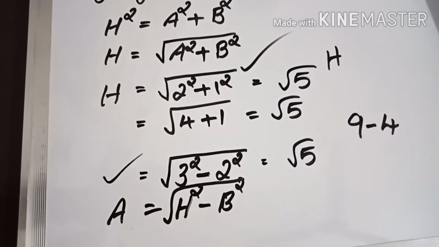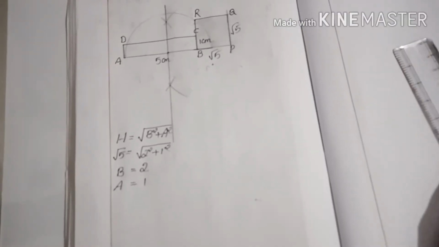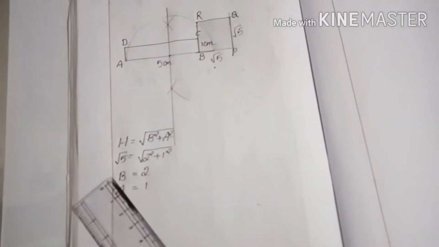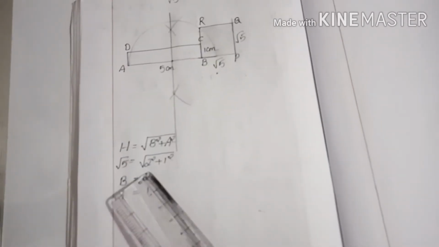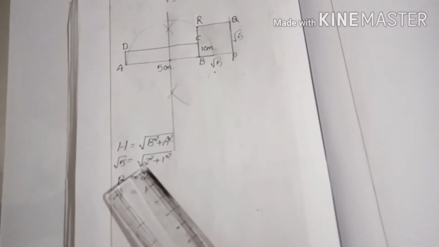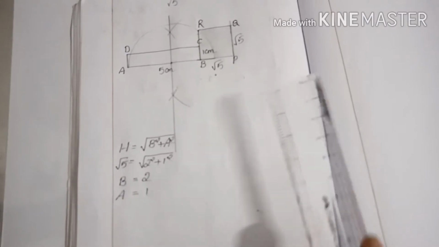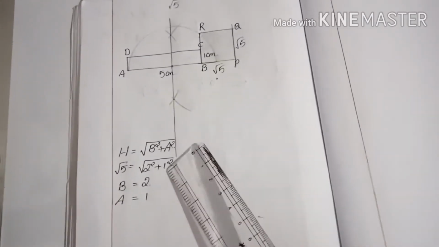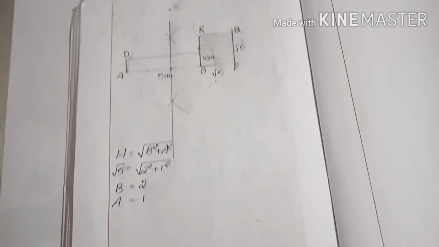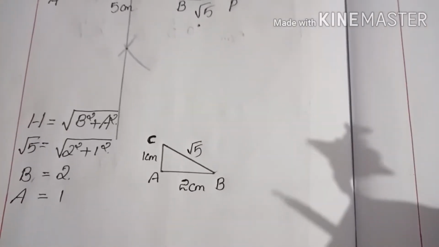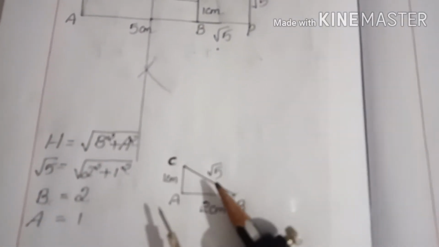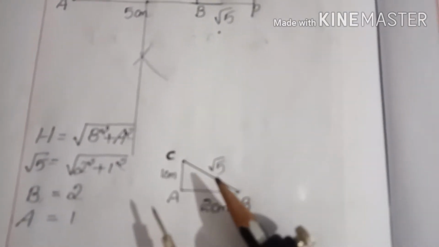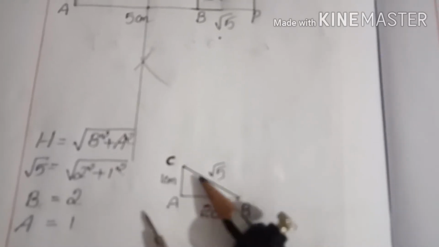Now let's draw. First we are going to draw root 5 as hypotenuse. For that, first draw 2 centimeter base. Then a 90 degree, 1 centimeter height we also need to draw. Here BC, this is root 5. Now we are going to draw the square by using this root 5 as a measurement.